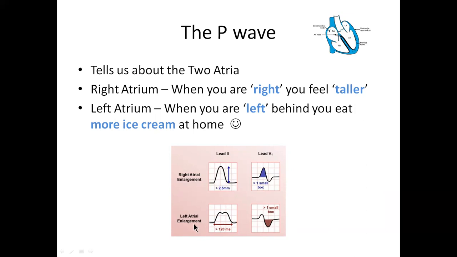If the left atrium becomes bigger in lead 2, it will become broad. So if you are left behind and you eat more ice cream, you will become a little bit more obese. So that's a way to remember that. And remember this magic number, it's more than 3 tiny little squares.